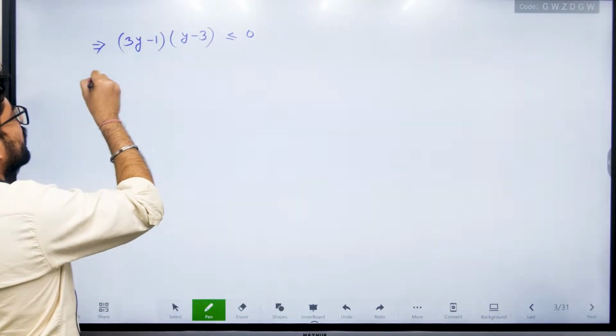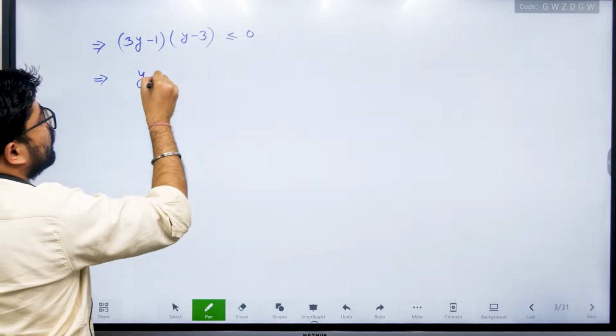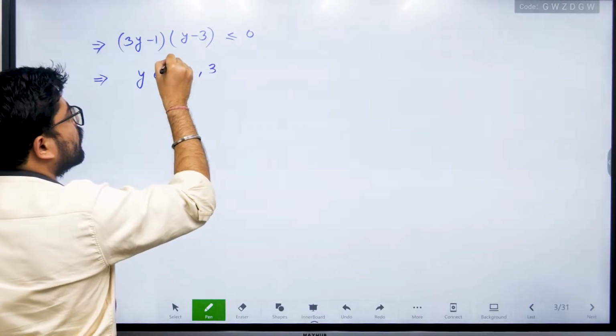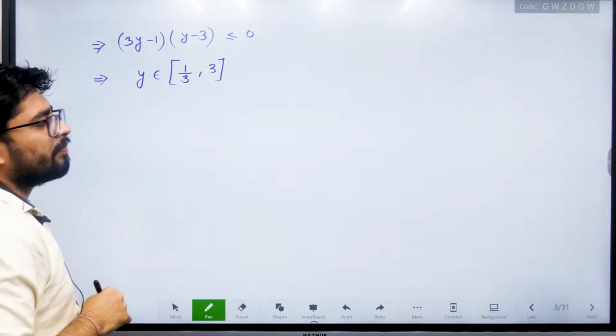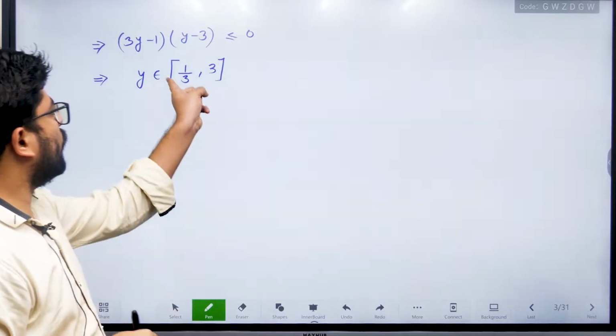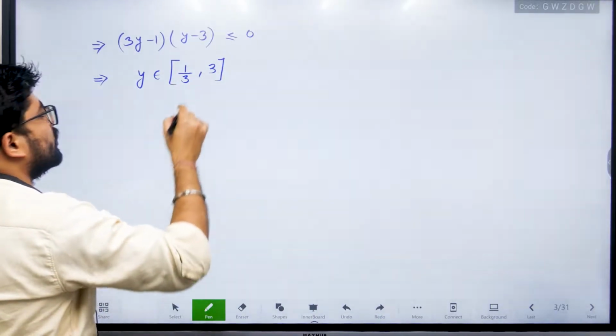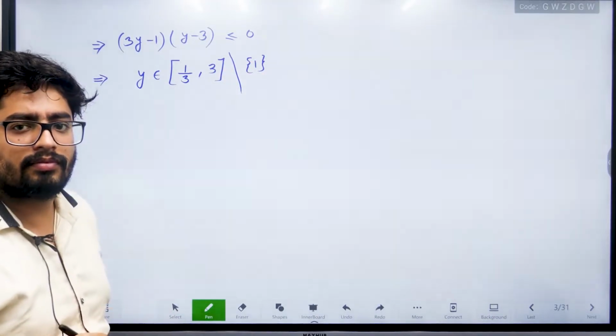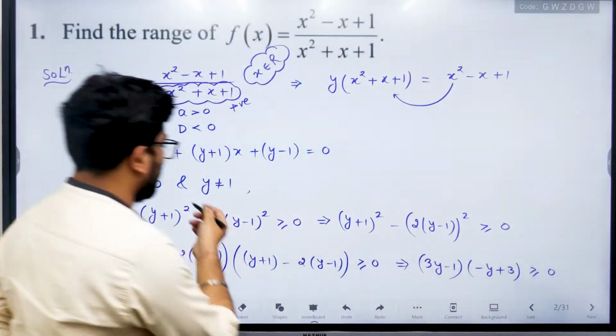Using the wavy curve method, y belongs to the closed interval [1/3, 3]. But you know that 1 lies in this interval, so you have to remove that point 1. Got it? Because we already know that y cannot be 1.